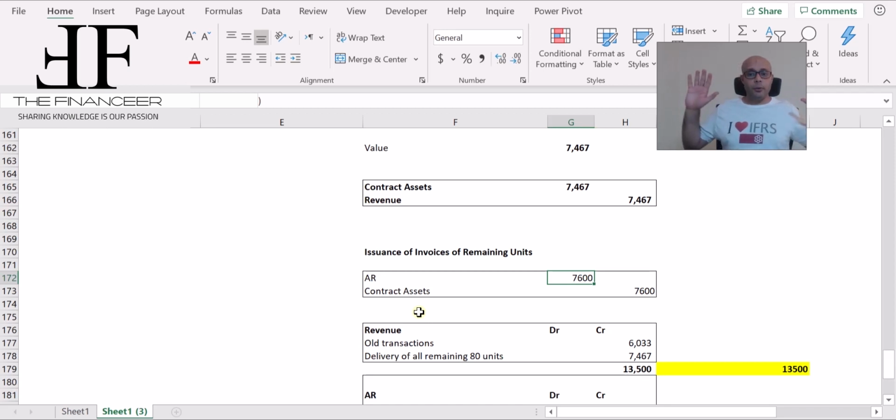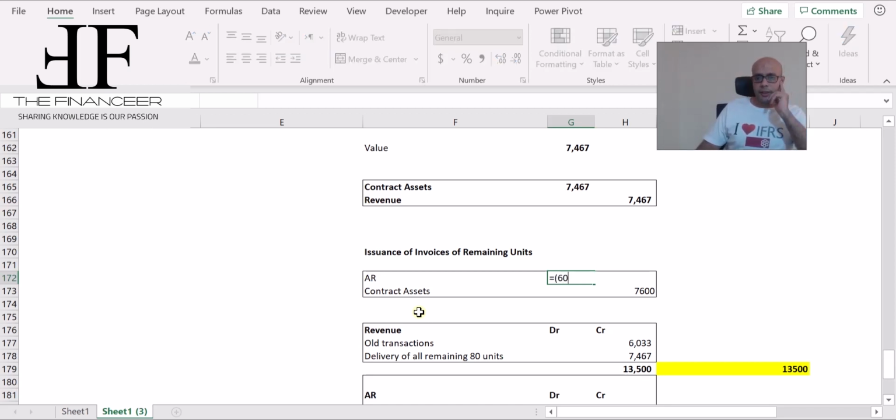With how much value? Let's calculate. How much remaining from the original contract? 60 units. How much is their price? 100. And how much is the remaining from the additional units? 20. How much is their price? 80. So this is the agreement with the customers. So you need to understand that your agreement with the customers is reflected in the entries related to the issuance of the invoices, and your accounting and recognizing for the revenue should go as per the IFRS 15.